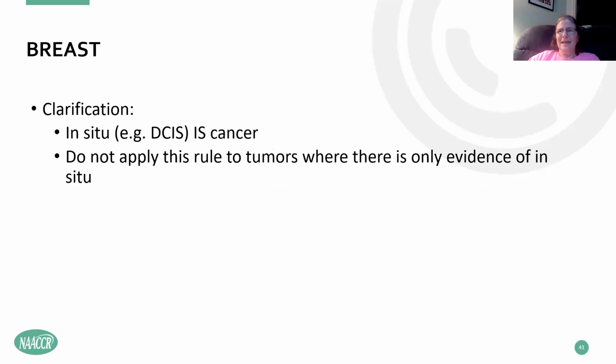Clarification. In situ is cancer. If you have in situ, you have evidence of a primary tumor. So registrars are trying to use this rule when they have DCIS because some of them think this isn't cancer. DCIS is cancer and you cannot use it when that's all you have in the breast. So you still would not be able to use the information from the lymph nodes in this case.